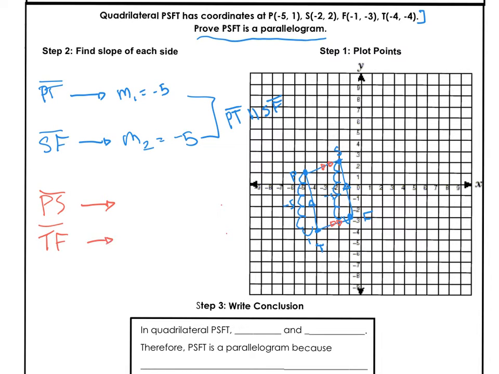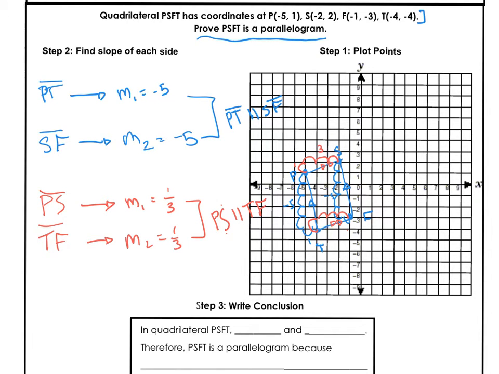Let's find the slope of PS. So it's up 1 over 3. All right, so my slope of PS is 1 over 3. And the slope of TF, let's do the same thing. We're just going to count up 1 over 3. And once again, we can see that these are parallel because the slopes are the same. So PS is parallel to TF.